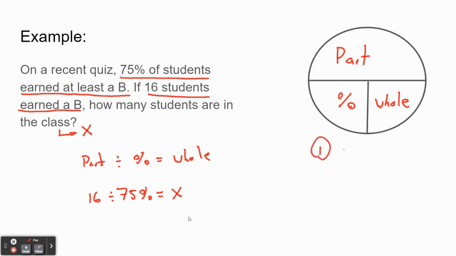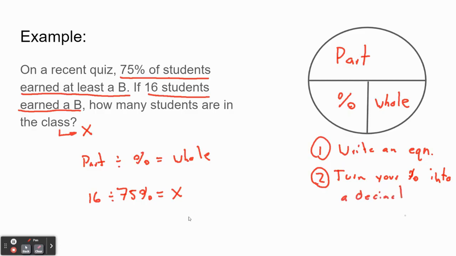That can be step 1. Step 1 is write an equation. I would suggest writing an equation for this just to make sure that you know which operation you're doing. Step 2 is a familiar one. It's turn your percent into a decimal. When it comes to working with percents, most of the time you're actually going to turn them into a decimal. So this is now going to become 16 divided by 0.75 is equal to x.